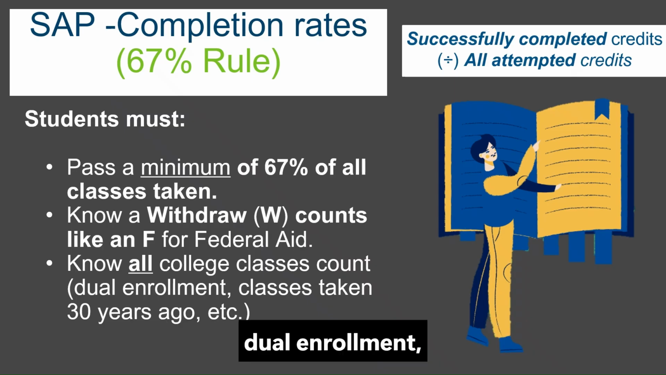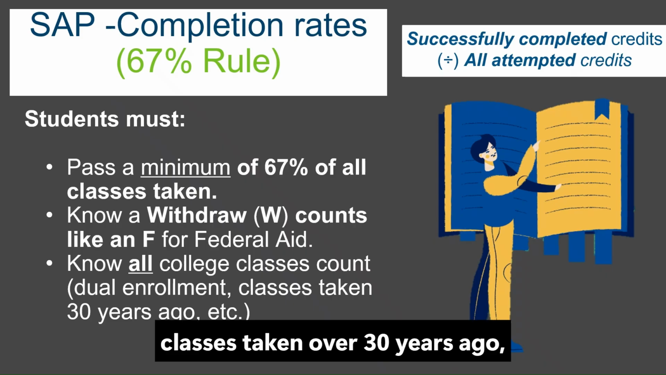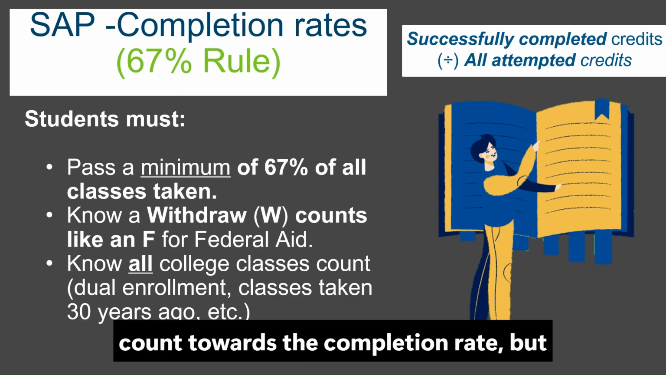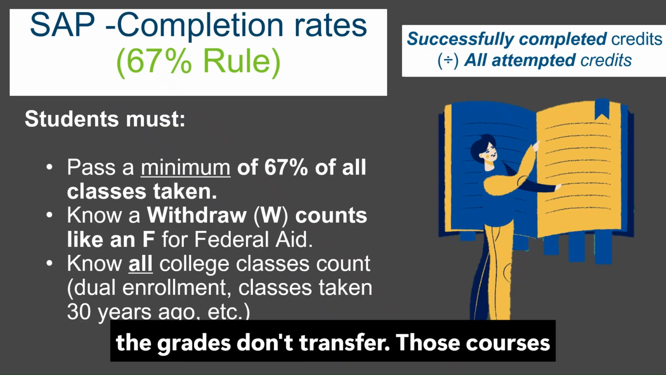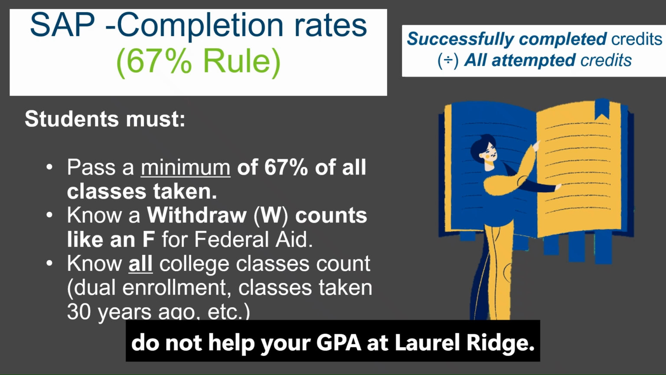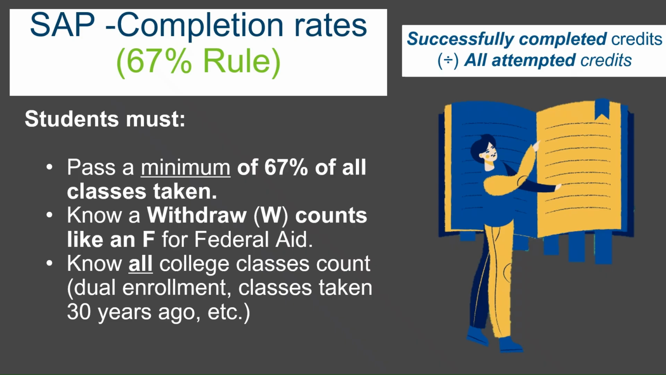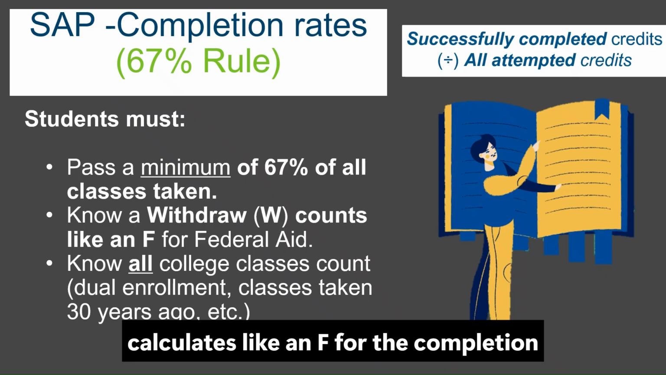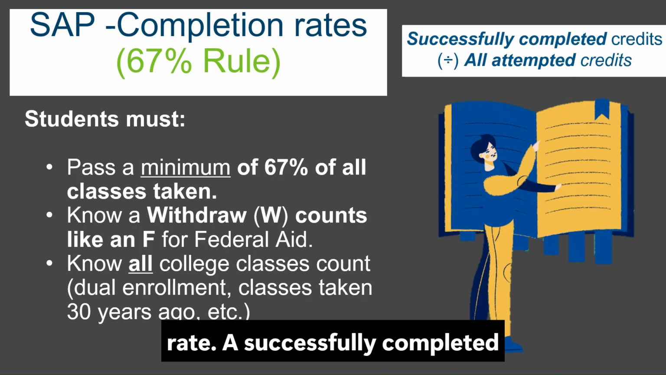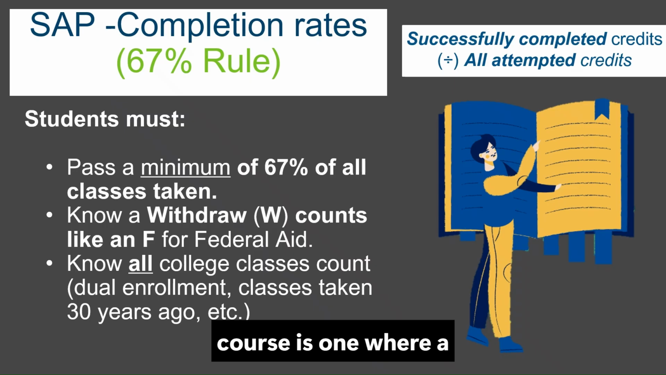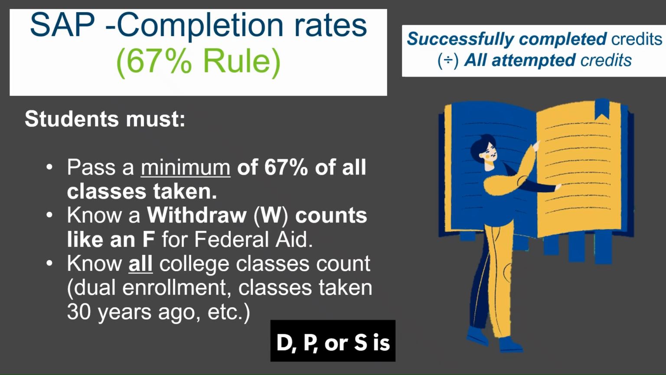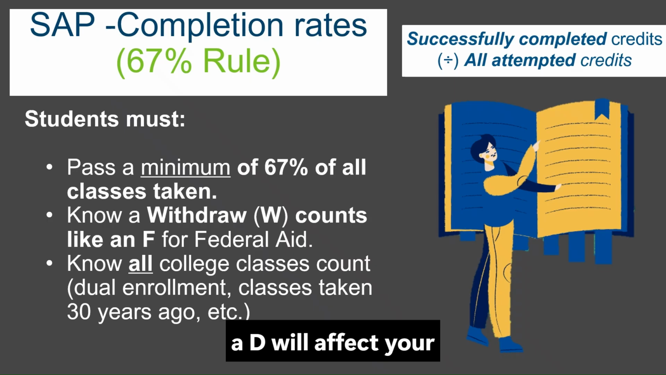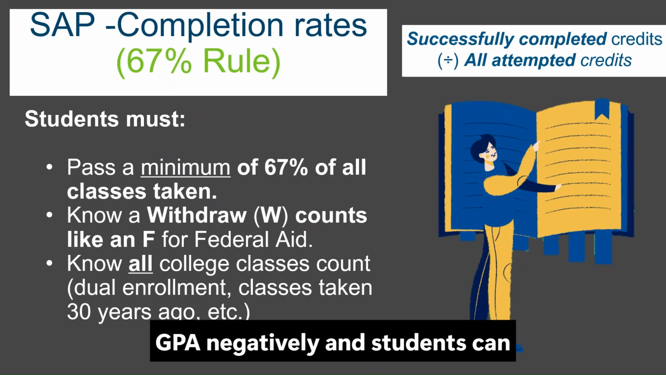All college classes count: dual enrollment, classes taken over 30 years ago, etc. Transfer courses count towards the completion rate, but the grades don't transfer. Those courses do not help your GPA at Laurel Ridge. For federal aid, know that a withdrawal calculates like an F for the completion rate. A successfully completed course is one where a grade of A, B, C, D, P, or S is earned. Do keep in mind, a D will affect your GPA negatively, and students can fail more than one SAP requirement.